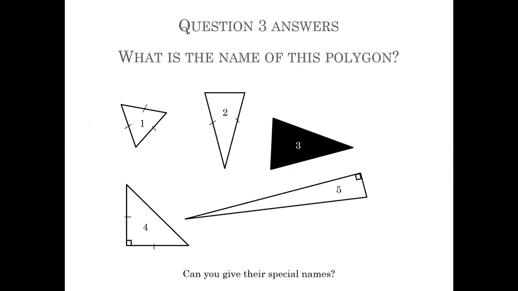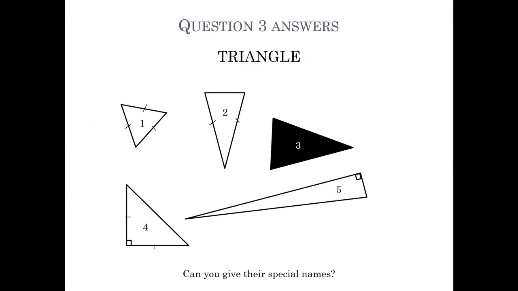So number three, what's the name of this polygon? This is a triangle. Can you name the different triangles? Well, the first one is an equilateral. It has three sides and three angles the same. The second one is called an isosceles. It has two sides and two angles the same.